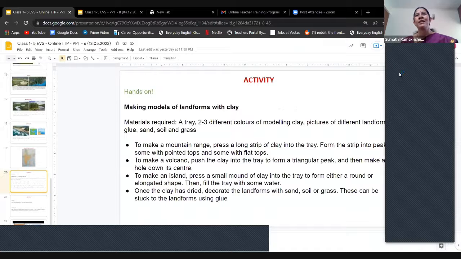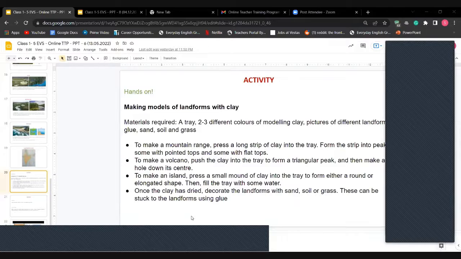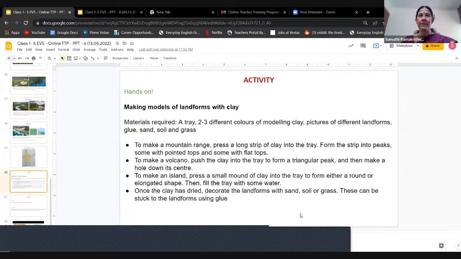You can just ask the children to make models of landforms, and I've explained here how it could be done. This is what I felt. What are all your suggestions for activities on the landforms? Clay modeling, they like to do it. So it can be a group activity or it can be an individual activity. As you wish, you can have it.